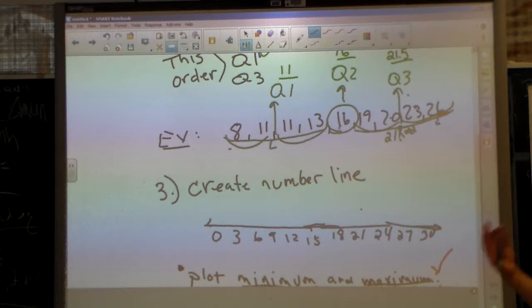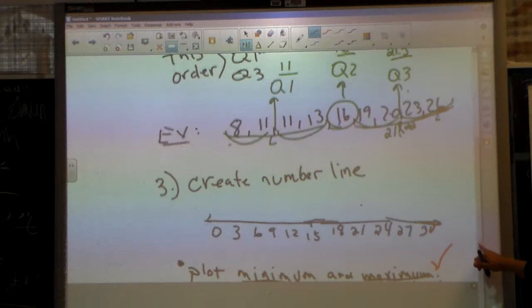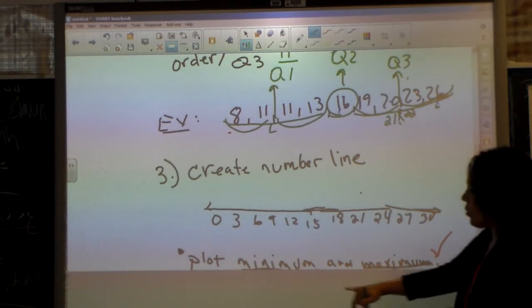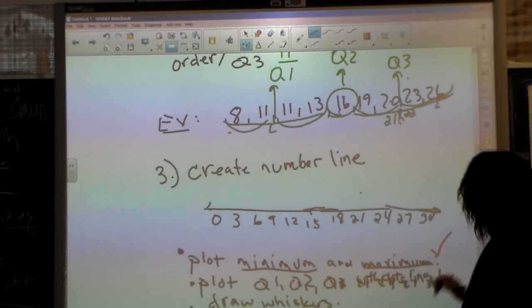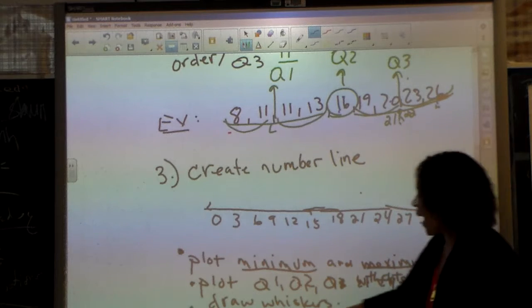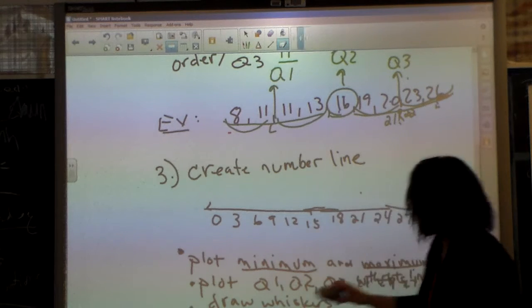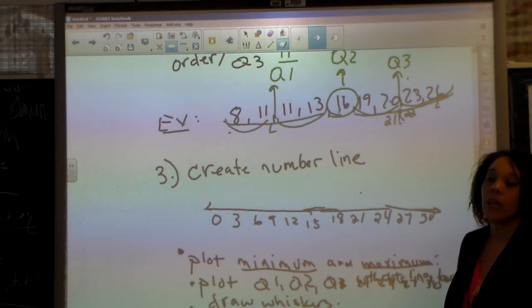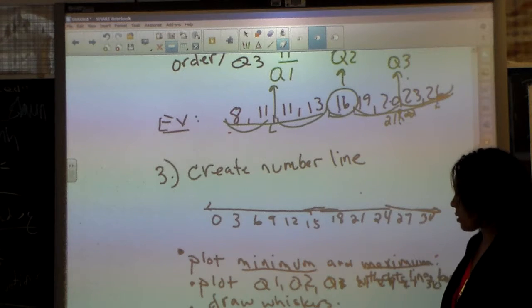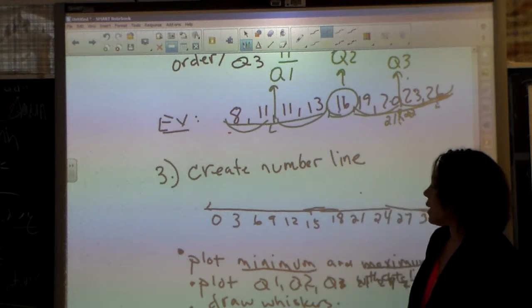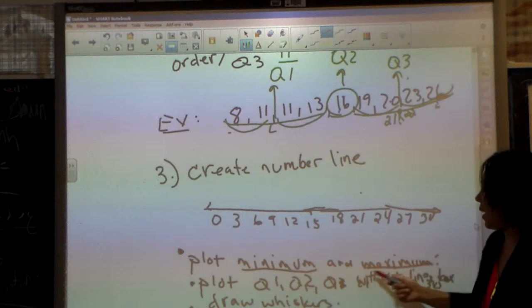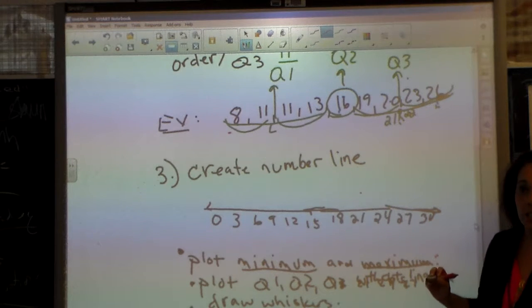But once you have a number line, we can start putting dots where we need to go once we found our quartiles, 1, 2, and 3. So I'm going to show you what the rest of this says. So here is how we actually go ahead and make our box and whisker plot. It says here, plot the minimum and maximum numbers first.